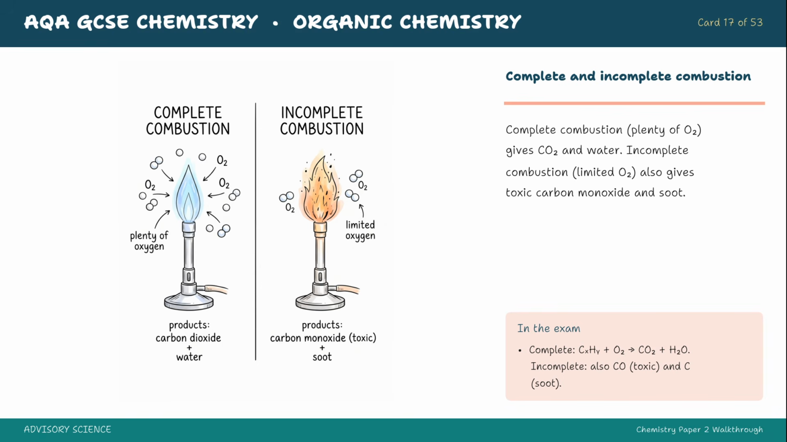When any hydrocarbon is burned with an abundant supply of oxygen, it undergoes complete combustion. The carbon and hydrogen are fully oxidized, meaning the only two products formed are carbon dioxide and water. However, if oxygen is limited, incomplete combustion occurs. This produces toxic carbon monoxide gas, along with unburnt carbon particles released as black soot.